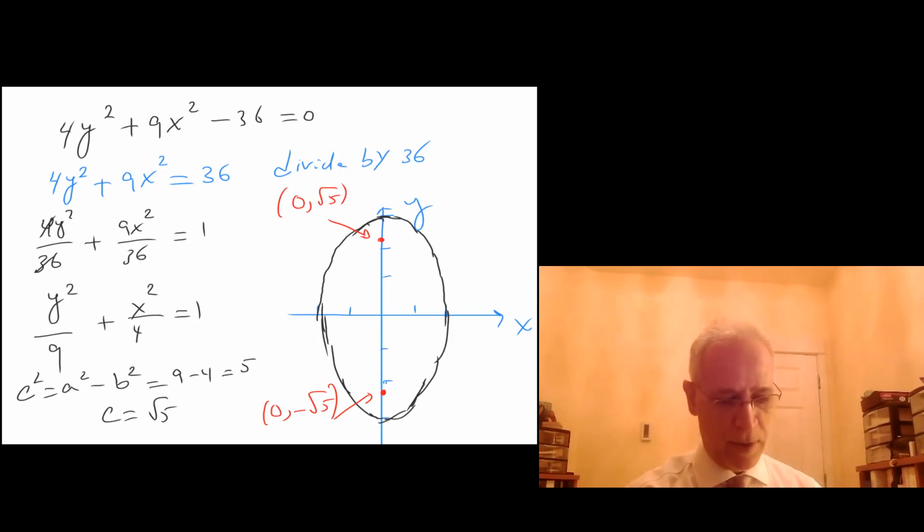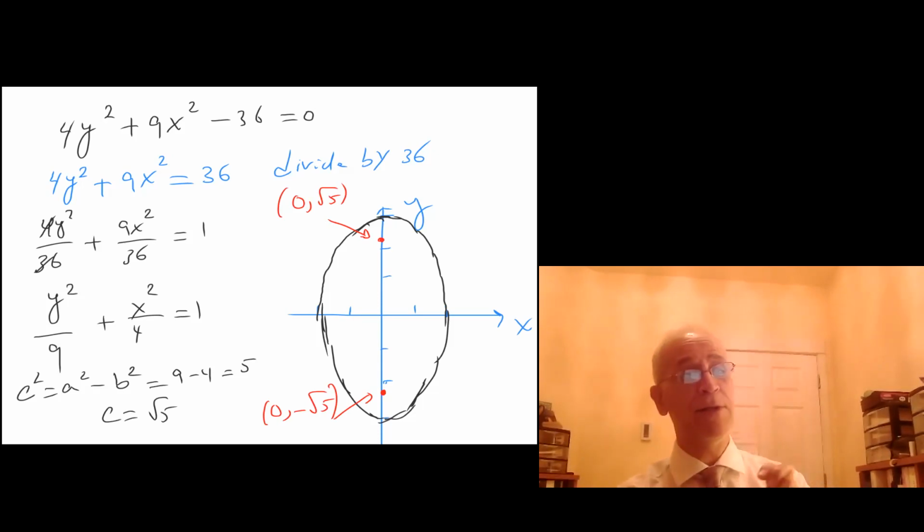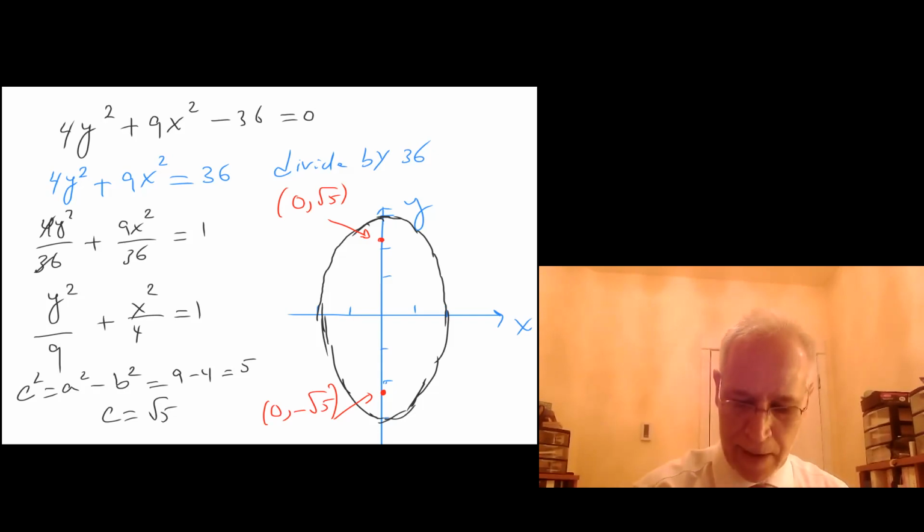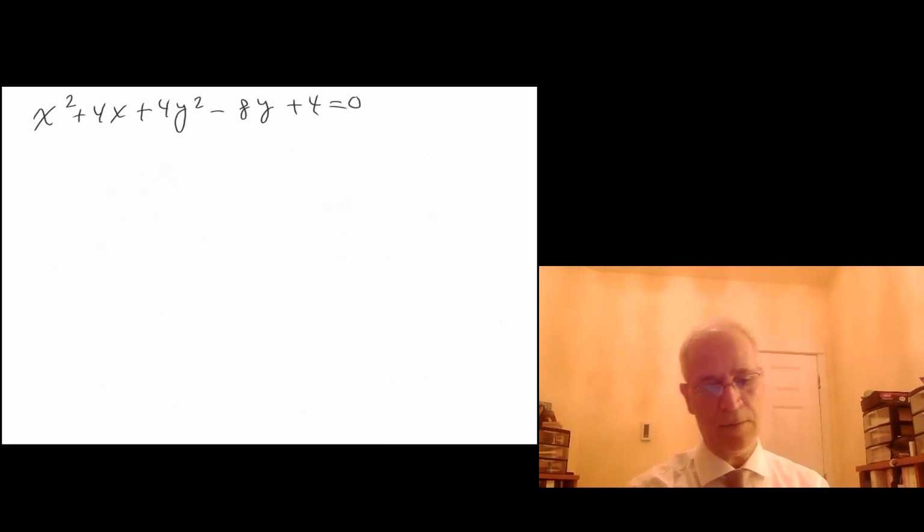And let's do one that is totally, I mean, what I'm trying to say is something where the center is not at the origin. Let's do a harder one. Yes, how about something like, oh, this is a good one. x squared plus 4x plus 4y squared minus 8y plus 4 equals 0.